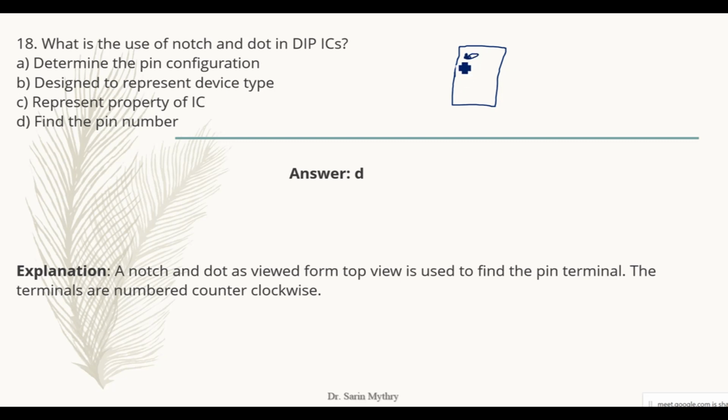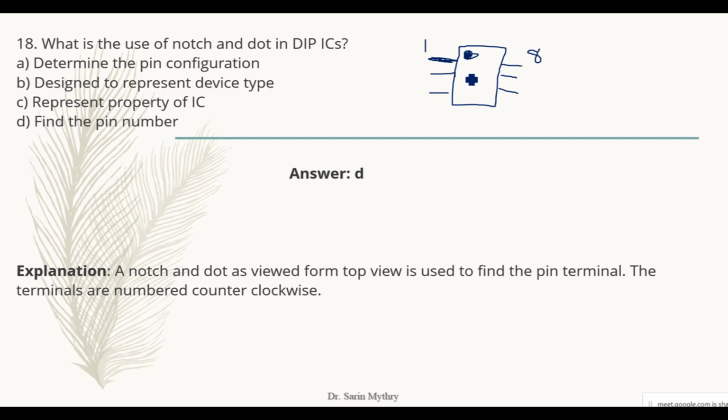What does this notch tell? Notch tells the beginning of terminal 1. It will be terminal 1 and last it will be terminal 8 here. And again you'll be having some other terminals here, terminals 5, 7, 6, all these terminals will be there. One small dot will be there. That small dot is also called a notch. This notch tells the beginning of the terminals. Wherever the first terminal starts, you'll be having the notch.